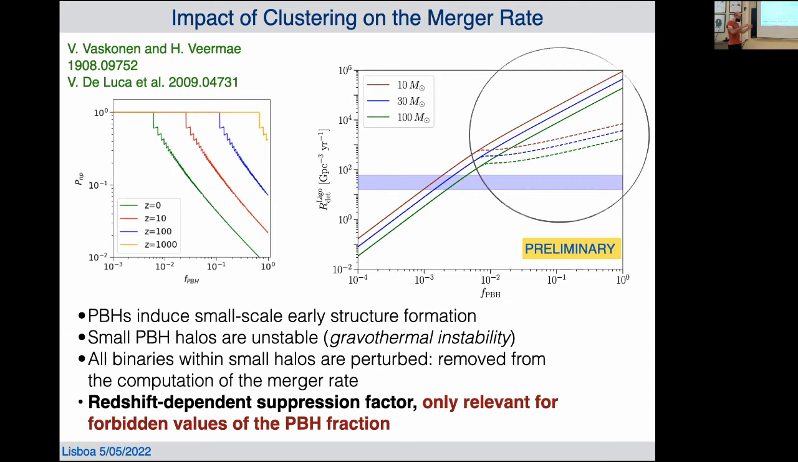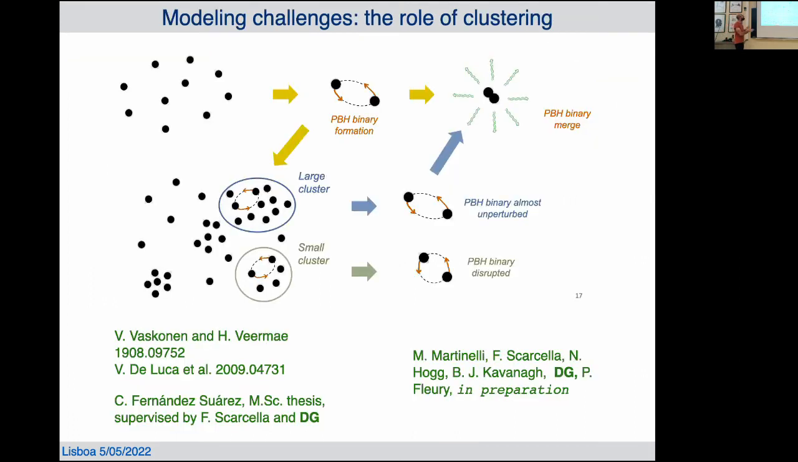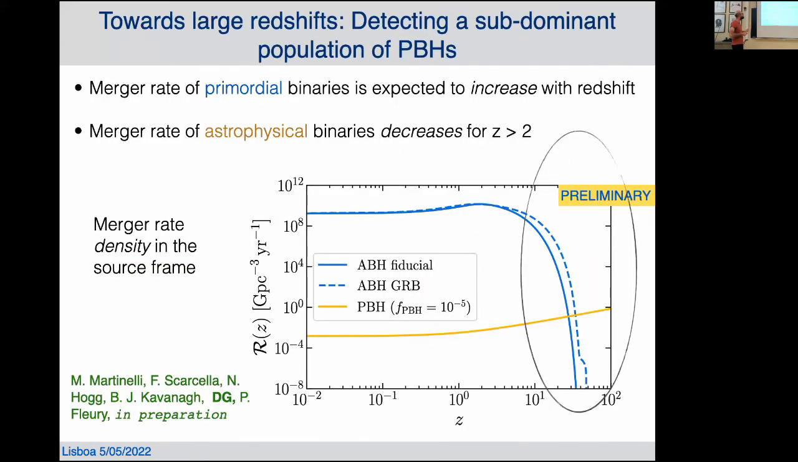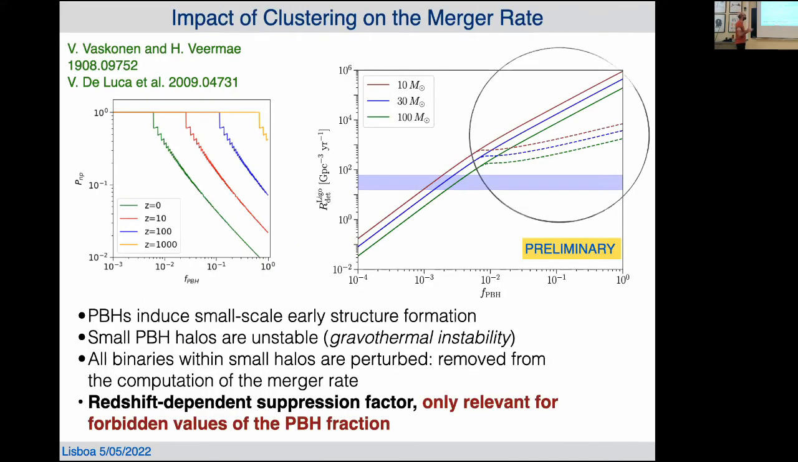So all the binaries that fall in these small clusters would be perturbed. And you see this formula. It is a fourth power of A and the seventh power of J. So even a small perturbation can alter the merger time a lot. If your binary system ends up in a cluster and receives additional torque, because you add angular momentum, it will never merge. So you have to remove from your computation all the binary systems that end up in small halos that undergo core collapse and become dense enough to perturb the binary systems.